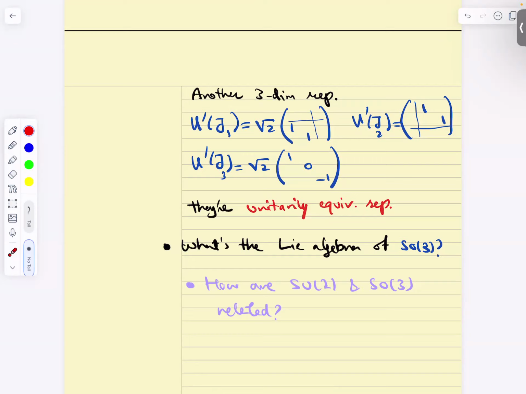The hint is this: an arbitrary SU2 matrix is written this way. Hopefully, I'll get this right. Minus. Yeah, minus. With the condition that alpha squared plus beta squared is 1. All right. This is an arbitrary SU2 matrix. You can easily convince yourself it is SU2. If you want to know how it relates to SO3, do not look it up. Just do it.